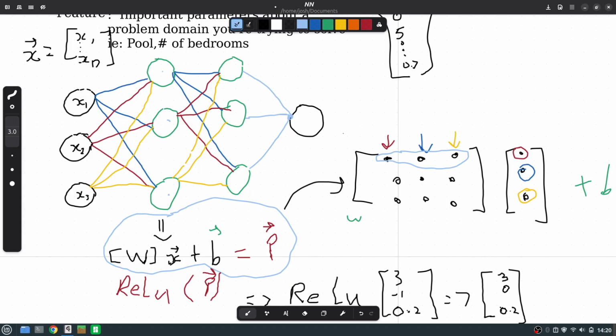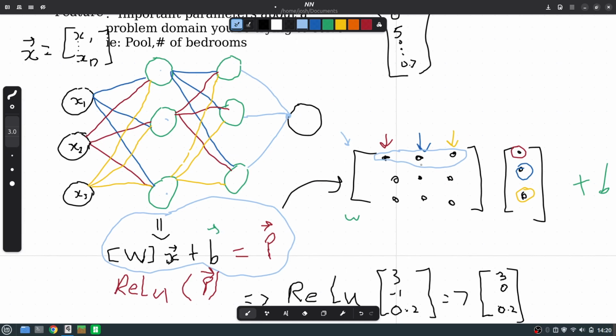Remember, the entire weight matrix represents the hidden layer. But every node inside of your network is represented by a row in your weight matrix. So this first row will correspond to, let's say, this node here. This second row here will correspond to this node here, and so on and so forth, okay?